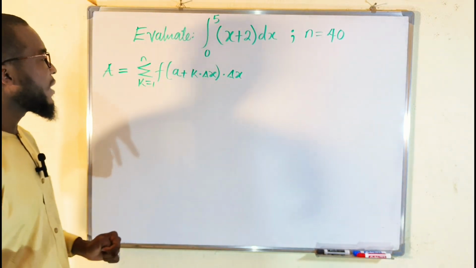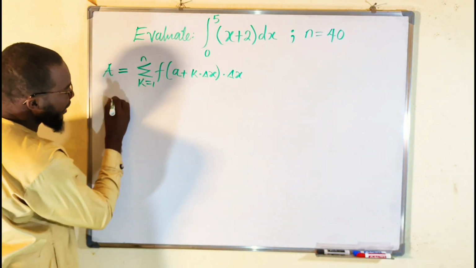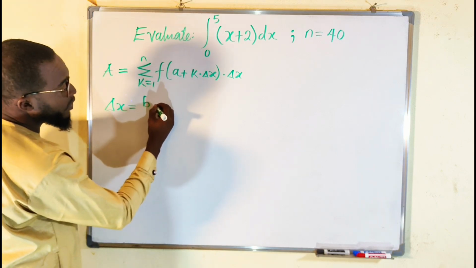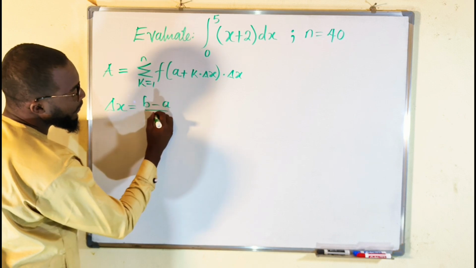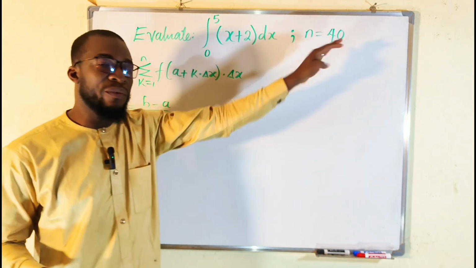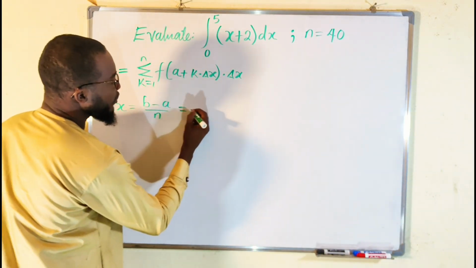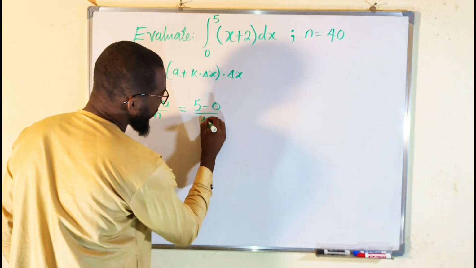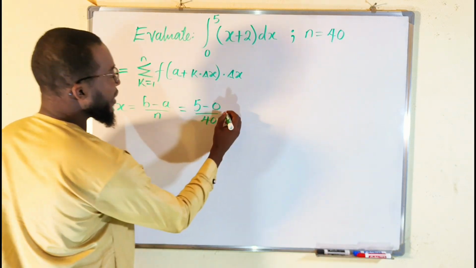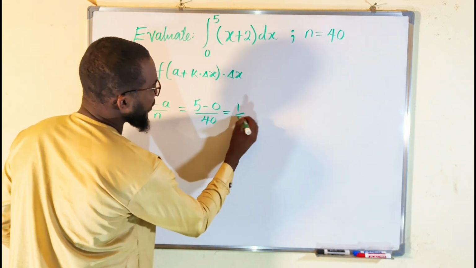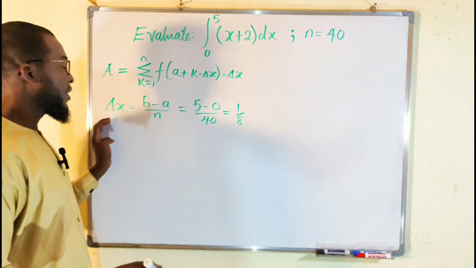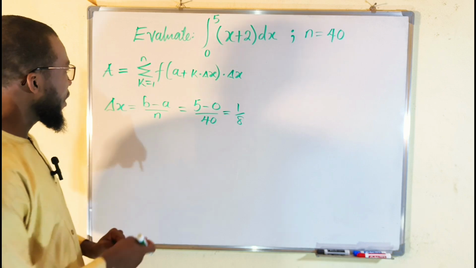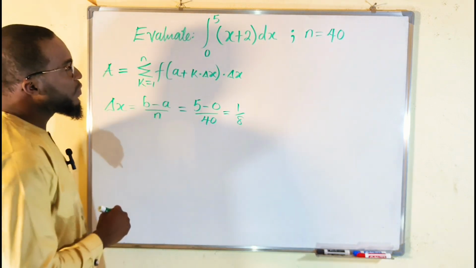So let us define some terminologies here. Remember that dx can always be obtained by taking the difference between the upper and the lower limit, then divide by n, which is the number of rectangles. So this is equal to the upper limit, which is 5, minus the lower limit, which is 0, divided by 40. If you simplify this, you're going to get 1 divided by 8, which means that the base of every single rectangle is 1 divided by 8.